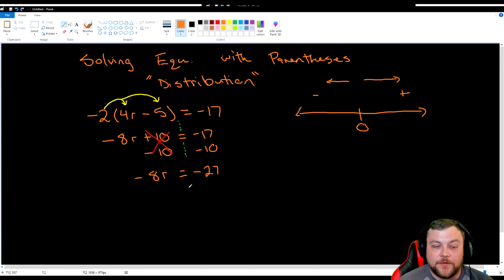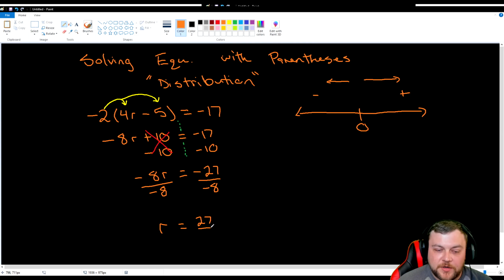So how do we get rid of the -8? We want our answer to be r equals something. Okay? Well, we don't want to do anything with this r, but what's happening between the -8 and the r? Well, it's multiplication. We're going to divide both sides by -8. And our end result, and maybe I'll even put it as a mixed number, but the negative signs cancel out because a negative divided by a negative is a positive. And so we have 27 over 8.